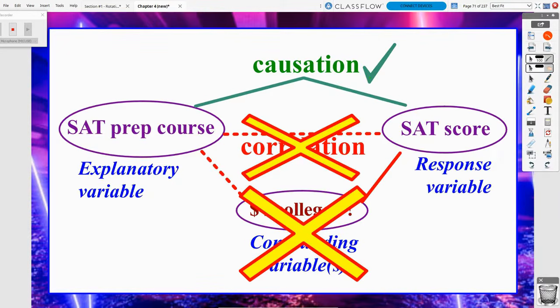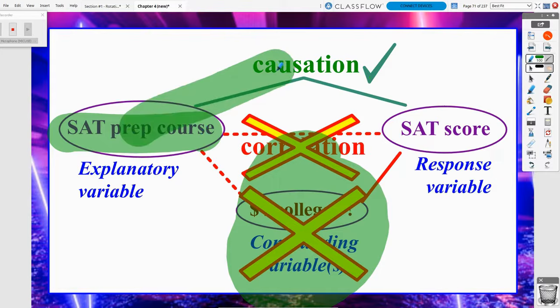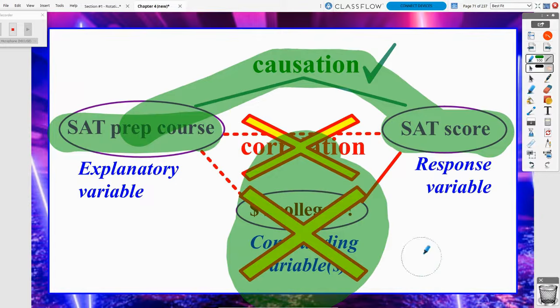So this is ideally what we want to see. We don't want to just have correlation. We ultimately want to have causation. So this is what we're going to do. We're going to try to eliminate or reduce those confounding variables so that we have just our explanatory variable that is causing a change in our response variable. That's the goal with an experiment.